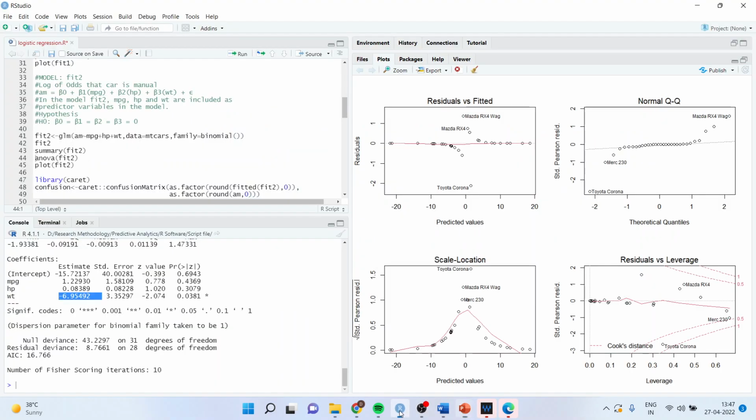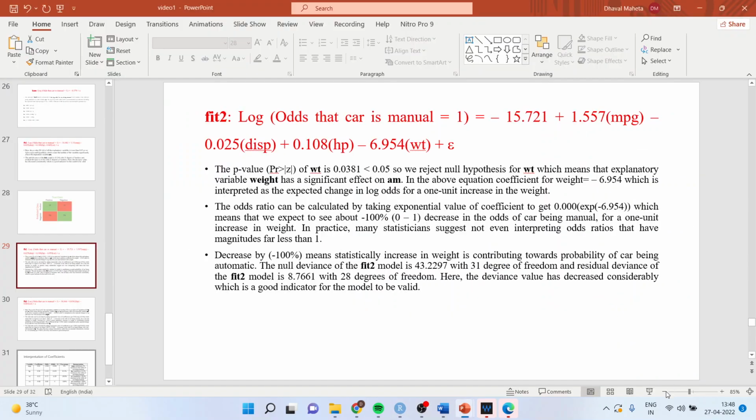Another thing which you should observe here is that the null deviance is 43 and residual deviance is 8. The residual deviance has also decreased, right? Residual deviance has also decreased. Okay, let's go back to the PPT and try to understand.